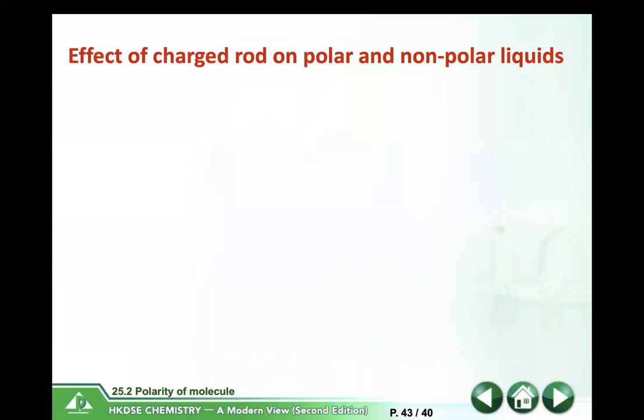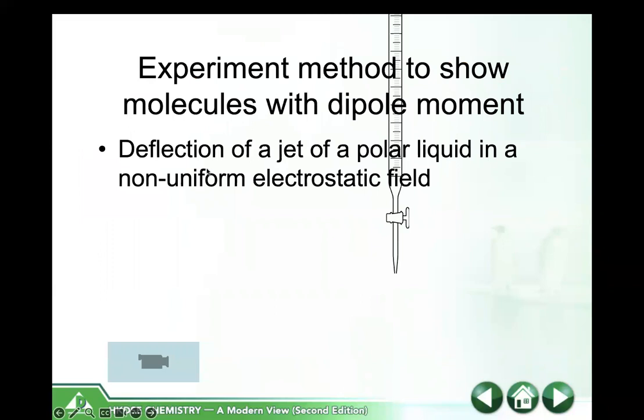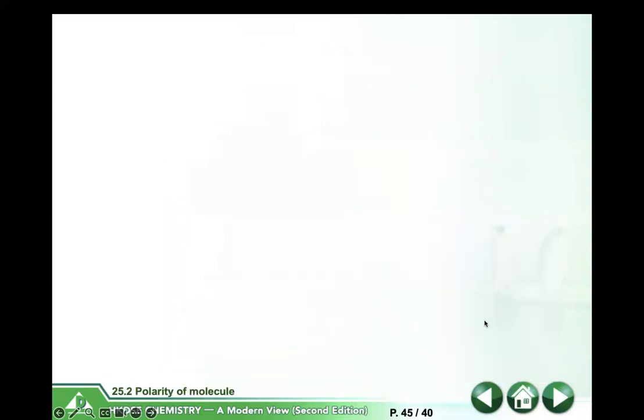So what will be the effect of a charged rod on polar or non-polar liquid molecules? If we want to test whether a molecule is polar or not, we can use a charged rod close to a jet of water. So it has a deflection. If we have a charged rod, then the polar liquid, that is the liquid made up of polar molecules, will be attracted by the charged rod. As a result, it will be bent. There will be deflection.